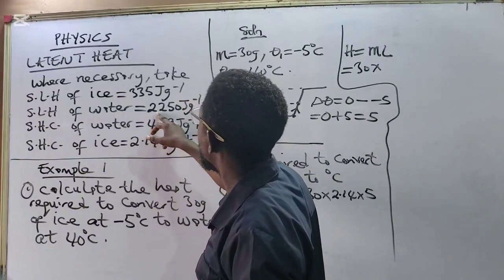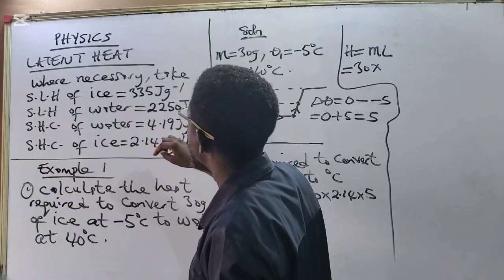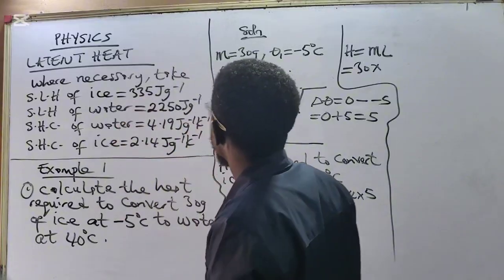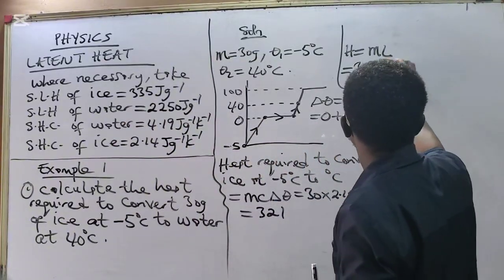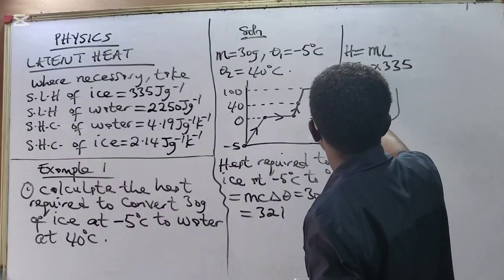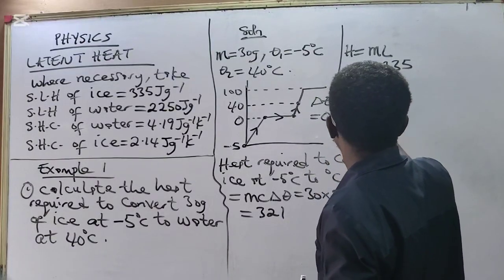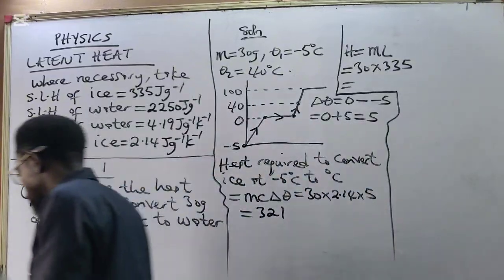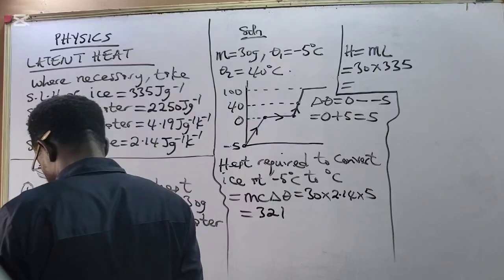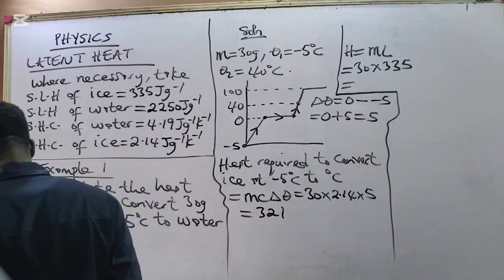the specific latent heat of fusion of ice. That is 335. Specific latent heat of fusion of ice. So we get 30 times 335. That will be 10,050.